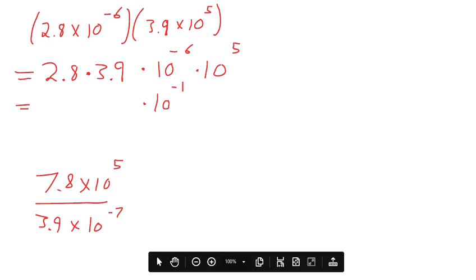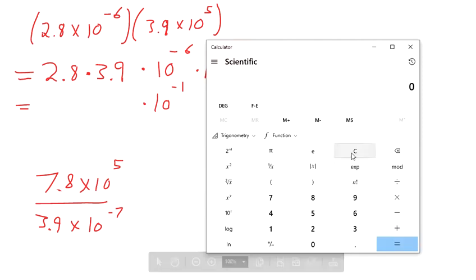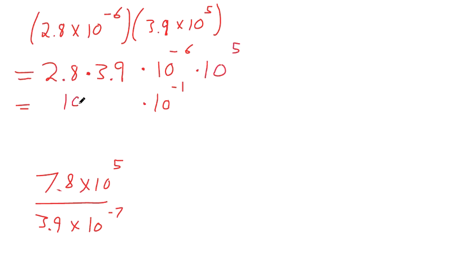Okay, and then we got 2.8 times 3.9. It gives us 10.92. And now this is a number that's not technically in scientific notation. 10.92 is not scientific notation because there's only supposed to be one number and then the decimal. One digit, then a decimal. There's 2 digits before the decimal. So we can fix that by just moving the decimal. But think about which way you moved it, right?